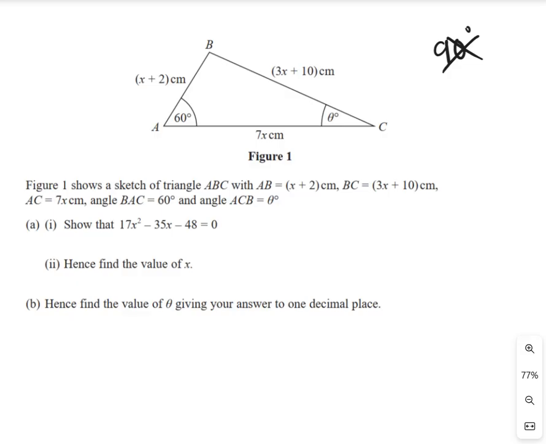One is theta that we have to calculate later on at question number B. But question number A has two parts. One is A, another one is Roman 1 and Roman 2. First one, we have to prove this equation from the triangle.